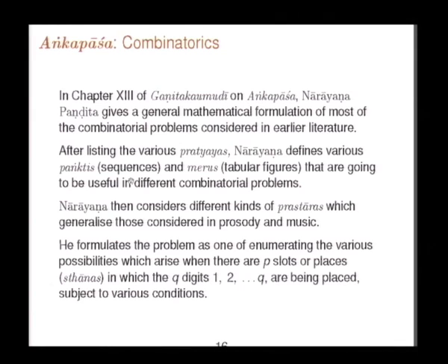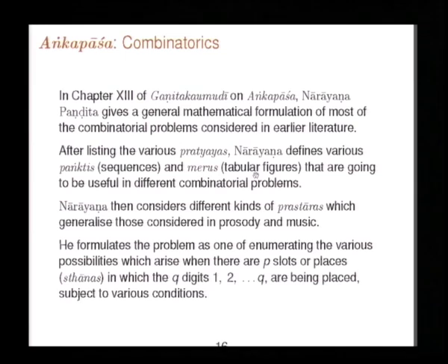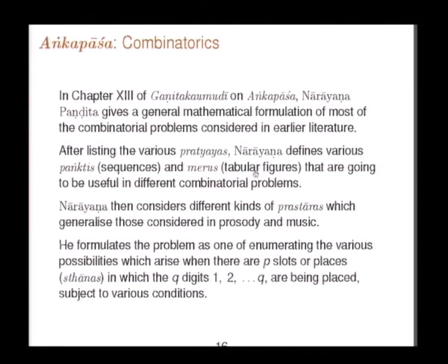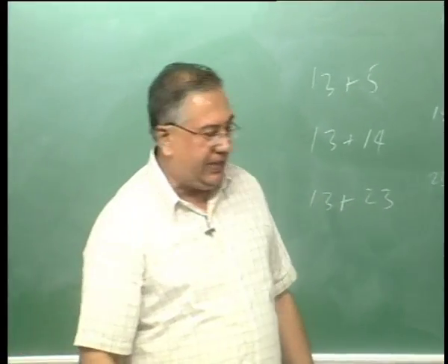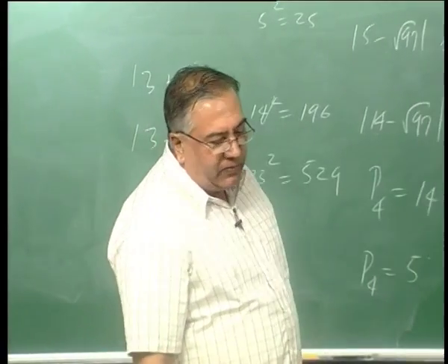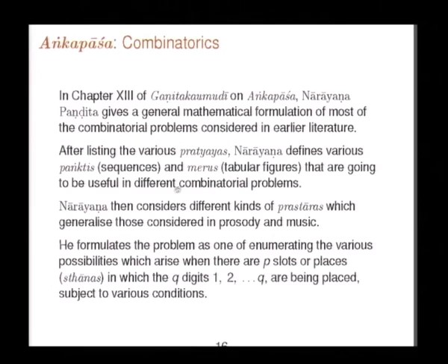In the previous talk on Ganitakaumudi there was an exposition of some of this, so we can continue on that, and the merus, that is some tabular figures that are going to be useful in combinatorial problems. So he defines various kinds of sequences, panktis. Then he starts with the different problems. The way he tries to pose the problem is the following.